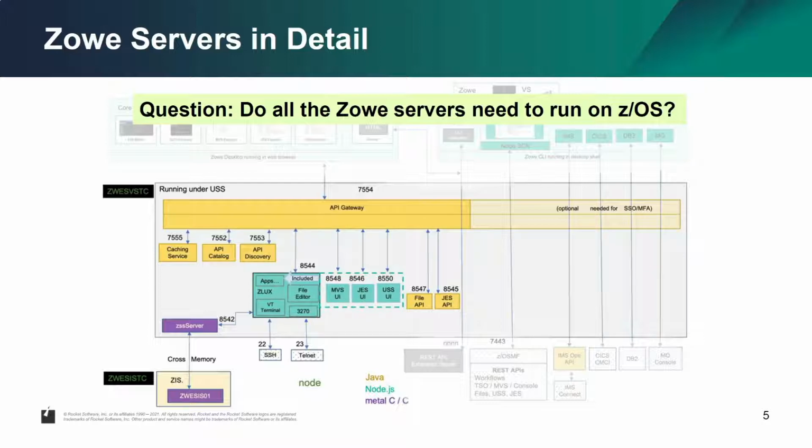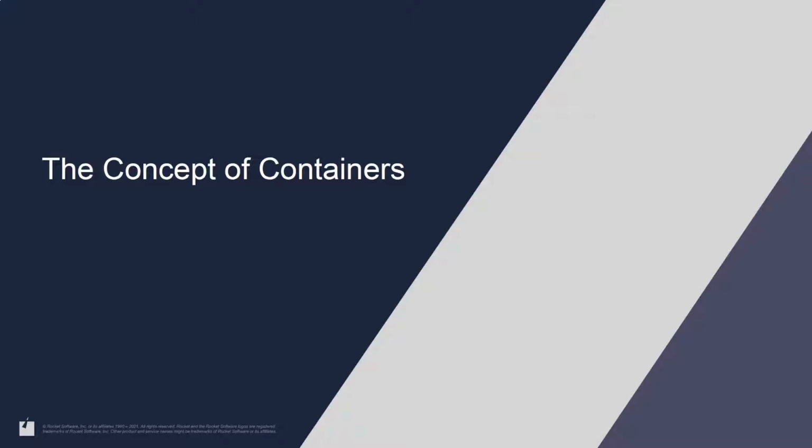But there's this question of, well, do all of the Zowe servers need to run on z/OS? And it turns out that over half of the Zowe servers are actually operating at the network level. And so they're utilizing either the callable service servers or other servers on z/OS, such as z/OSMF. So for these network level servers, they could possibly run in different places. And that's when we started looking into if containers could be a viable option. So, what if we could move those higher level servers into a different location? Well, that's how we get into the concept of containers.